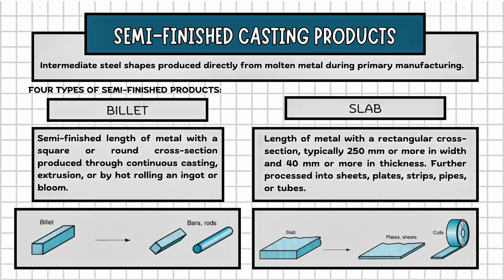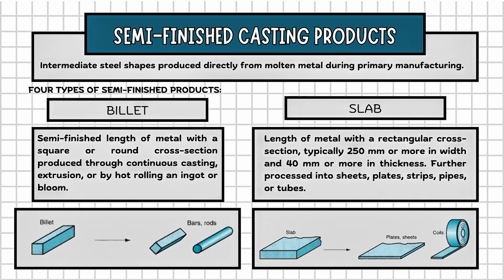So the next one is the billet, a semi-finished length of metal with a square or round cross-section produced through continuous casting, extrusion, or by hot rolling an ingot or bloom. So as you can see sa illustration, that is a billet, and when it undergoes casting, extrusion, or hot rolling, it will become bars or rods.